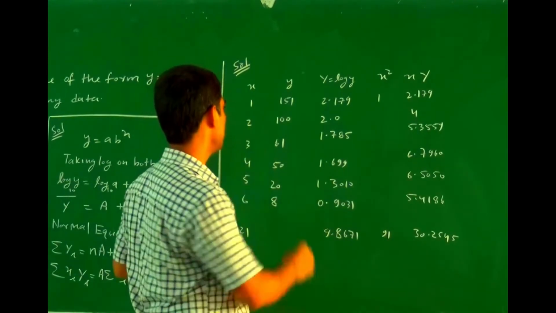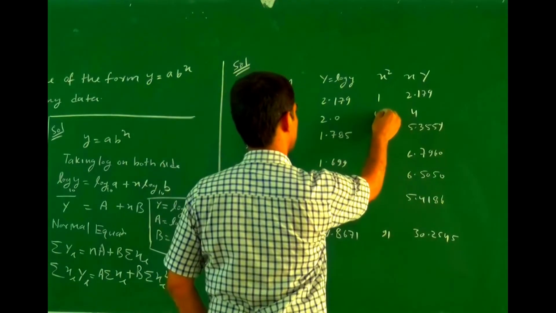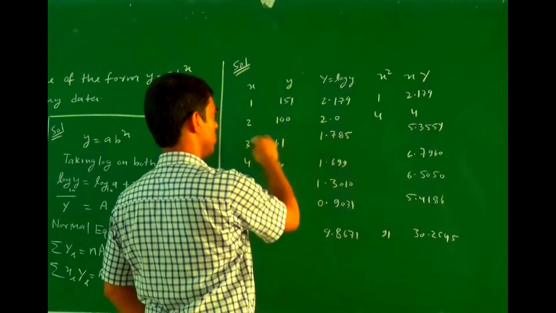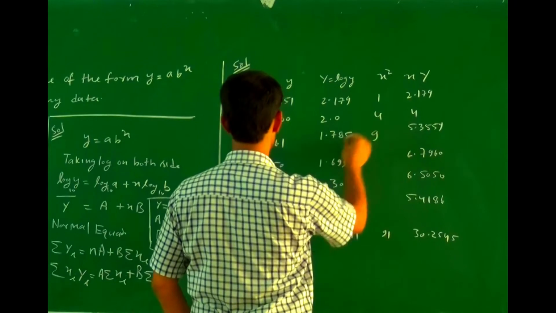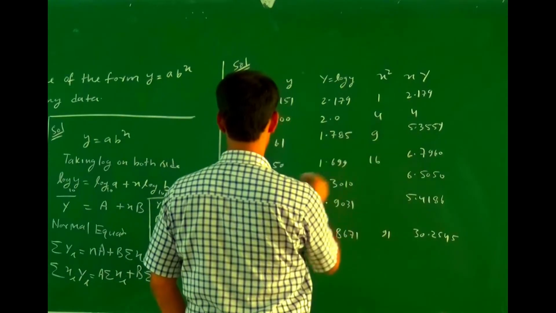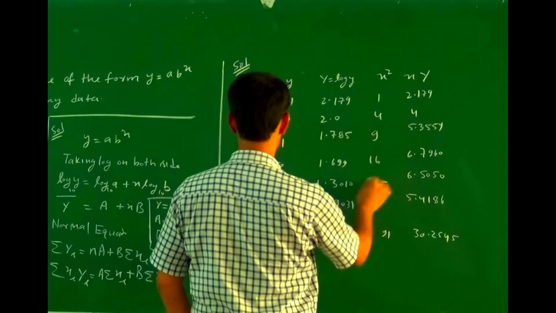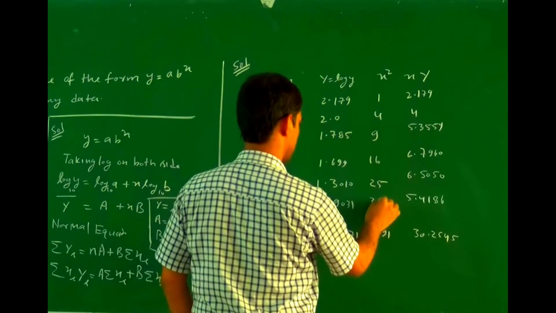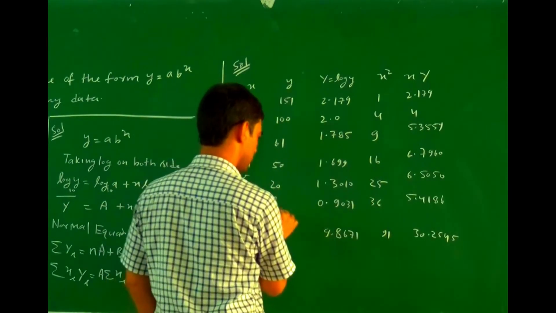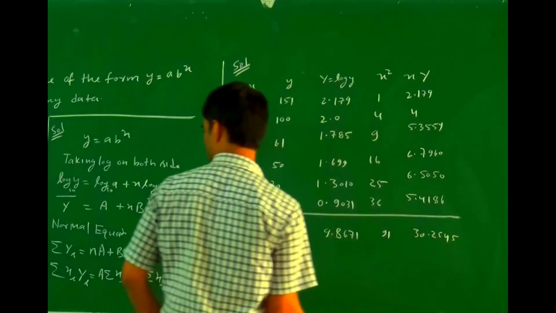And what is x square? 1, then 2 squared is 4, the square of 3 is 9, the square of 4 is 16, the square of 5 is 25, and the square of 6 is 36. So what is the next thing to calculate?